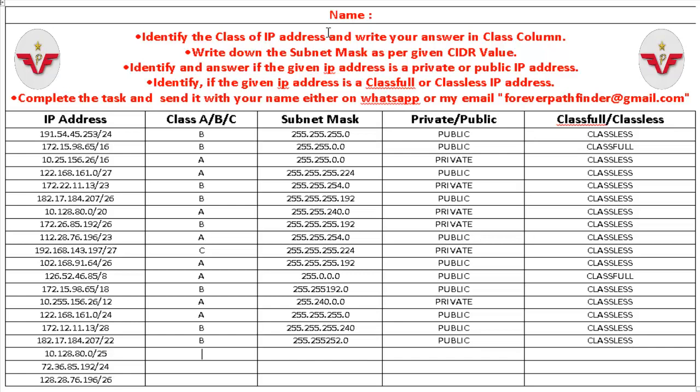Okay, 10 class A, subnet mask 255.255.255.128. Then it's private. Classful or classless? Classless. 72 class A, subnet mask 255.255.255.0. Private or public? It is a 72, so public and classless.